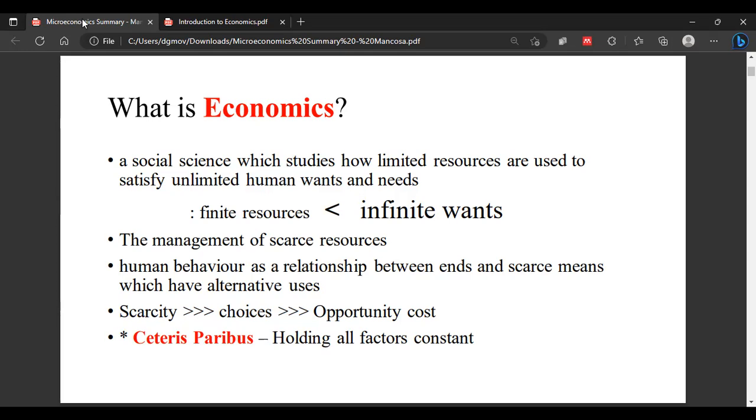So what are we saying? In the world that we live in, we have what we know as resources, and these resources are limited in supply. Can someone tell me examples of resources that are limited in supply? Anyone?